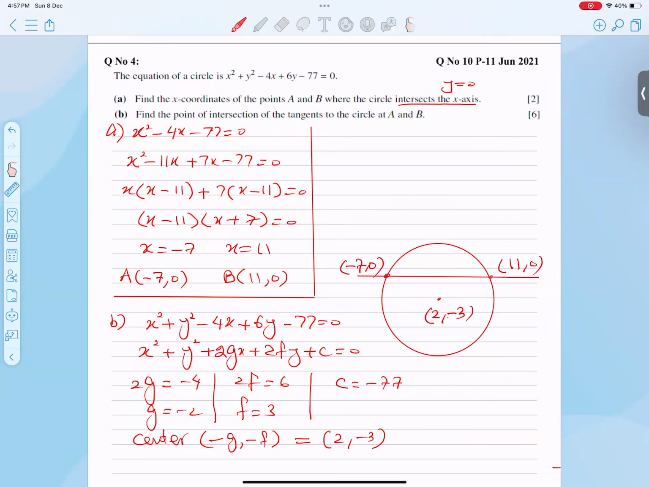Now I can sense here, look, this is a tangent. This is a tangent. Let me make it. This is a tangent. And this is a second tangent. One minute please, let me make the second tangent.